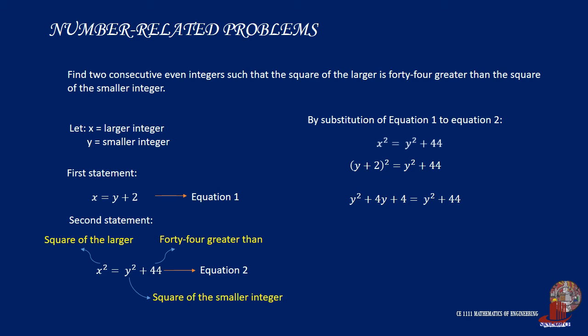to y squared plus 44, whereby y squared can be cancelled out and the constant moved to the other side, which would result in 4y is equal to 44 minus 4, or 4y is equal to 40. And again, by dividing both sides by 4, we get y is equal to 10.